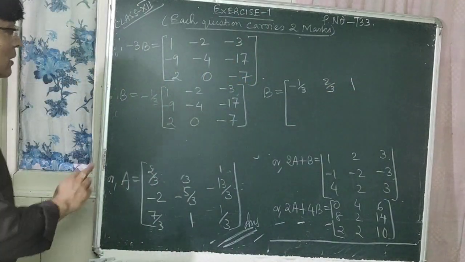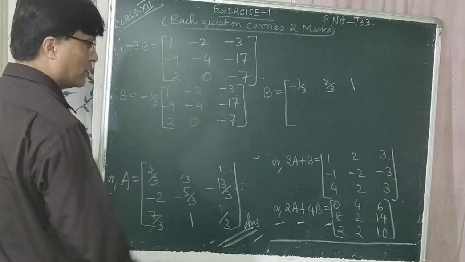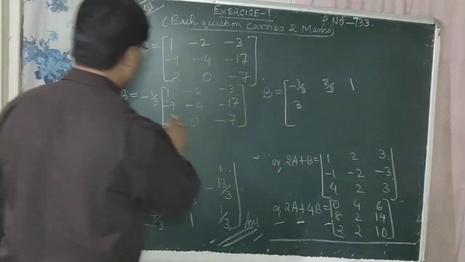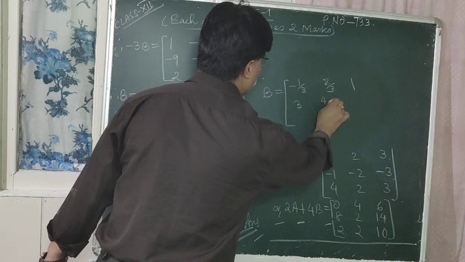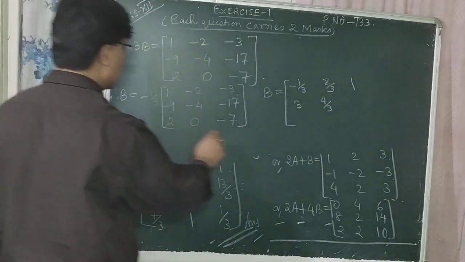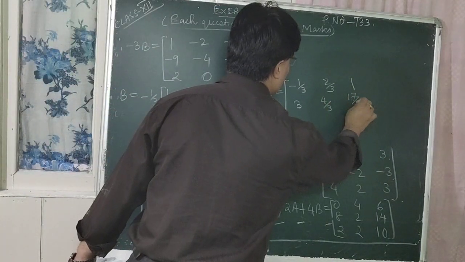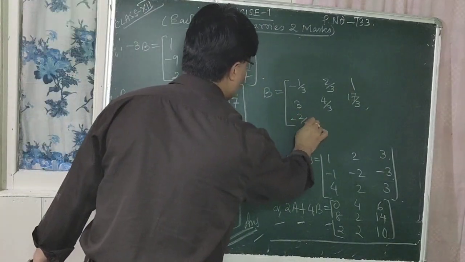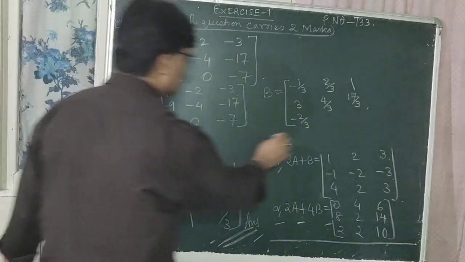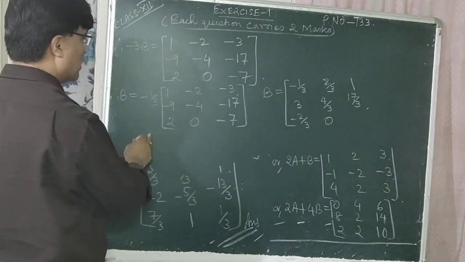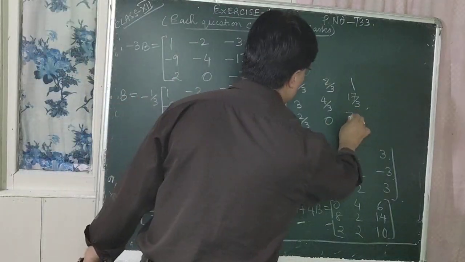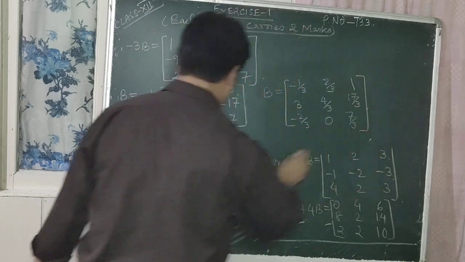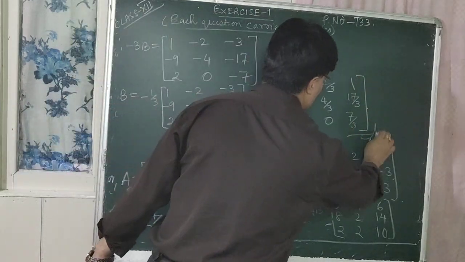Now multiply all the elements in the second row by minus 1/3. So what do we get? 4 by 3, minus 2 minus plus 4 by 3, then plus 17 by 3, right? Then again minus 2/3, this is minus 2/3, this is 0, then plus 7 by 3, plus 7 by 3.